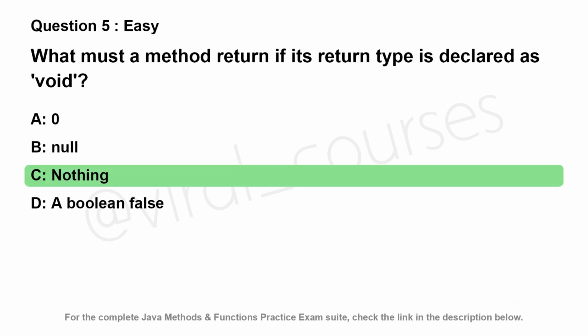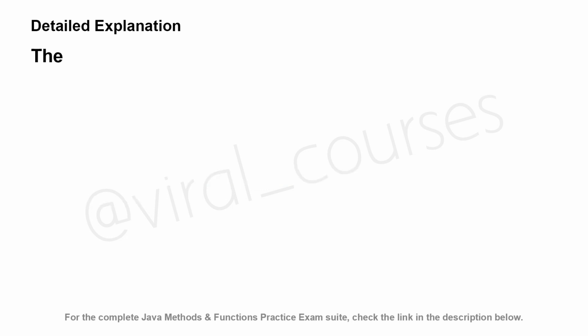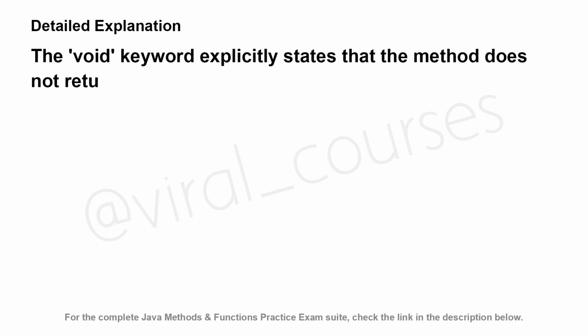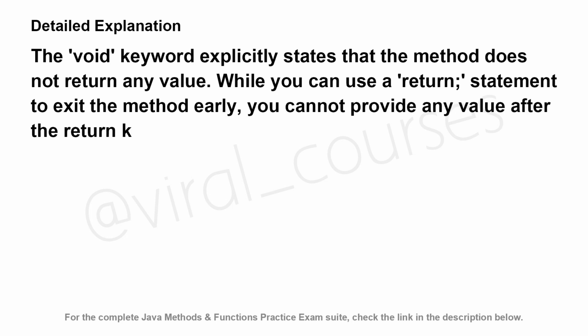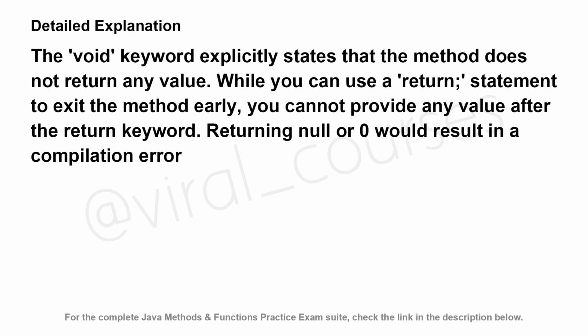The correct answer is C. The void keyword explicitly states that the method does not return any value. While you can use a return statement to exit the method early, you cannot provide any value after the return keyword. Returning null or zero would result in a compilation error.